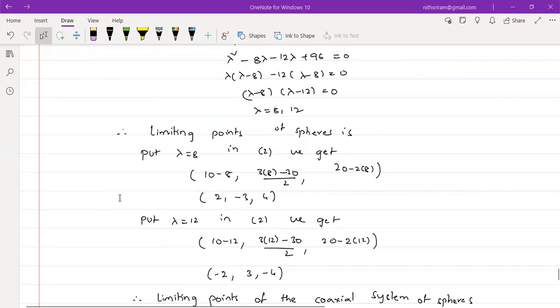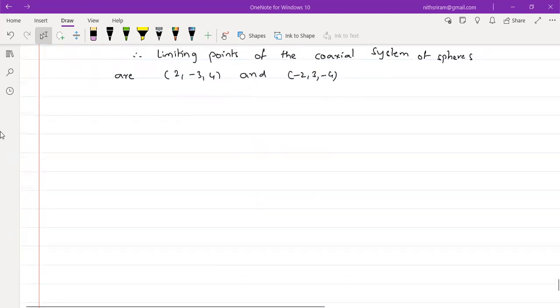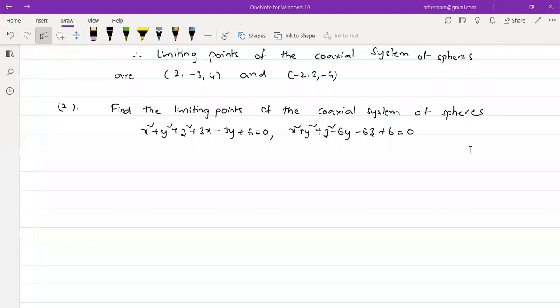So in this way, we can find the limiting points of the coaxial system of spheres, and this is a very, very important model from the examination point of view. I am giving you one more problem to try: find the limiting points of the coaxial system of spheres.